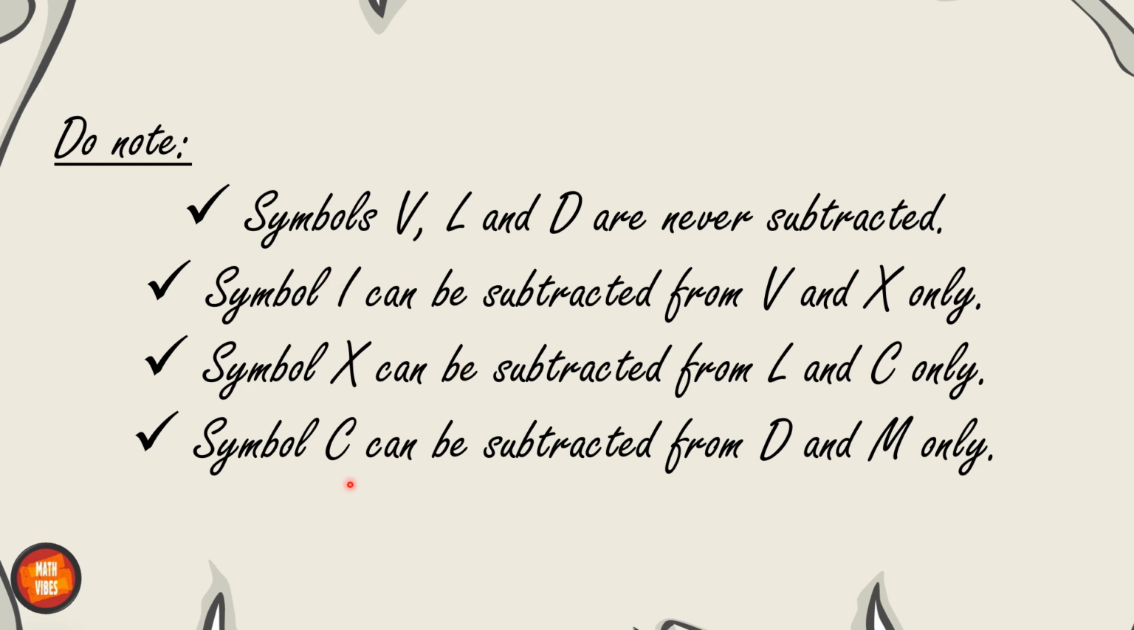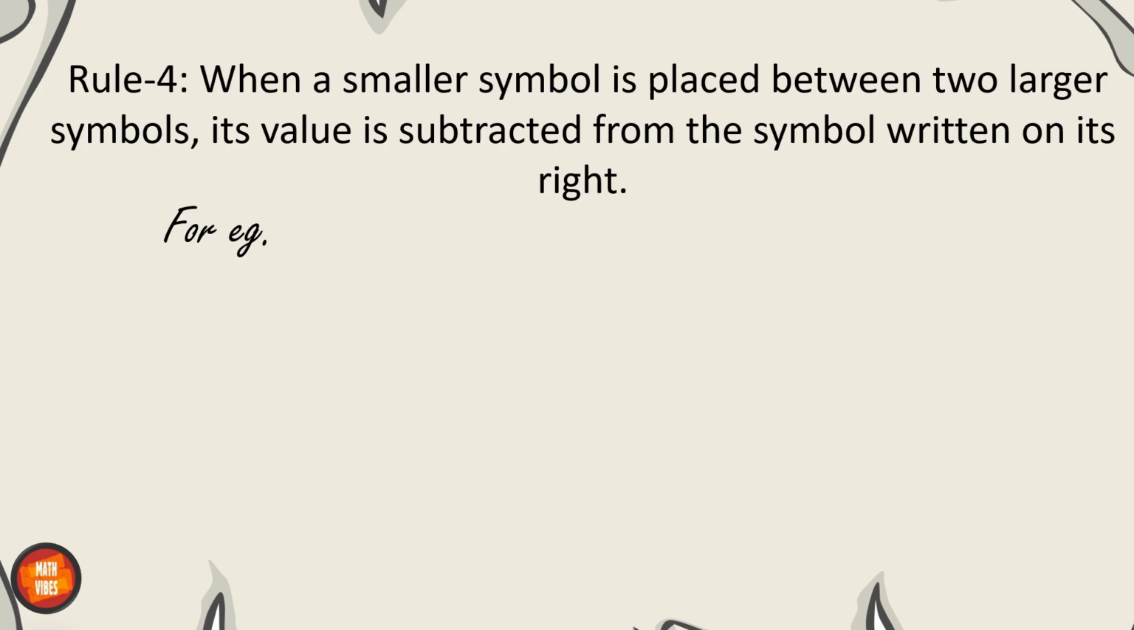I, X, C, look at their next two symbols. They can be subtracted from only those two, not from anything else. And symbols V, L, D are neither repeated nor subtracted. Coming up to the next rule. When a smaller symbol is placed between two larger symbols, its value is subtracted from the symbol written on its right.